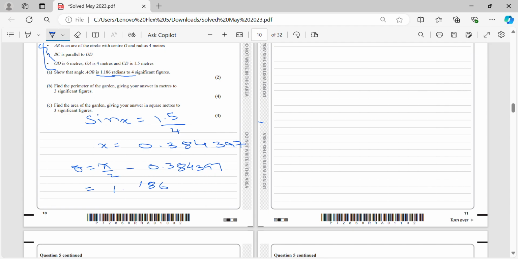1.186. I have to give my answer to 4 significant figures. The complete answer is 1.186399552, but I need to give my answer to 4 significant figures, which is 1.186. So this is angle AOB. Let's write here angle AOB.